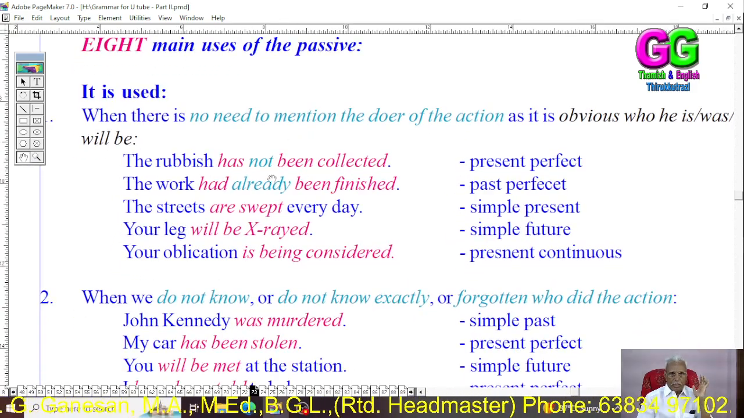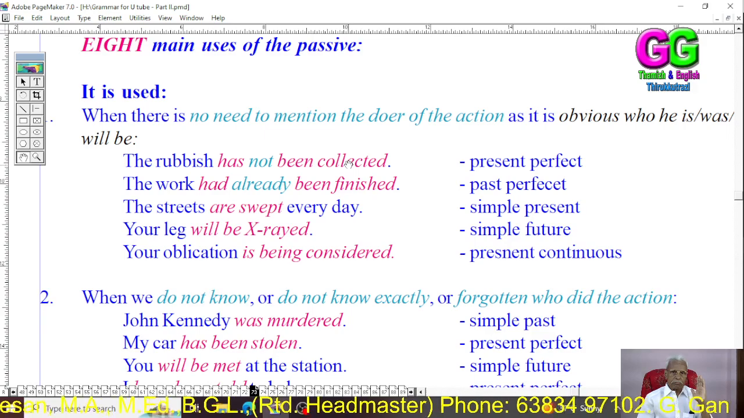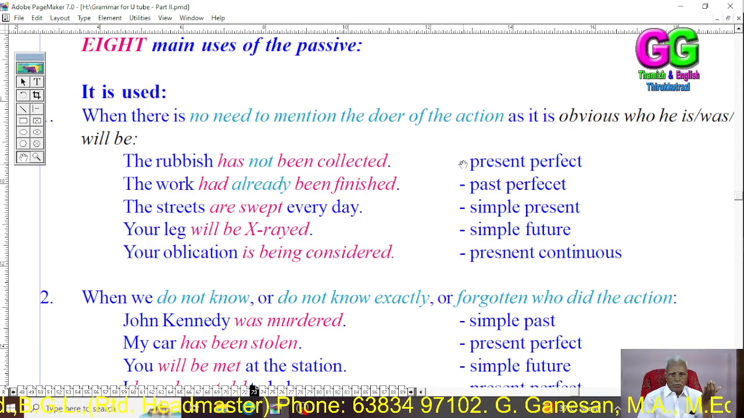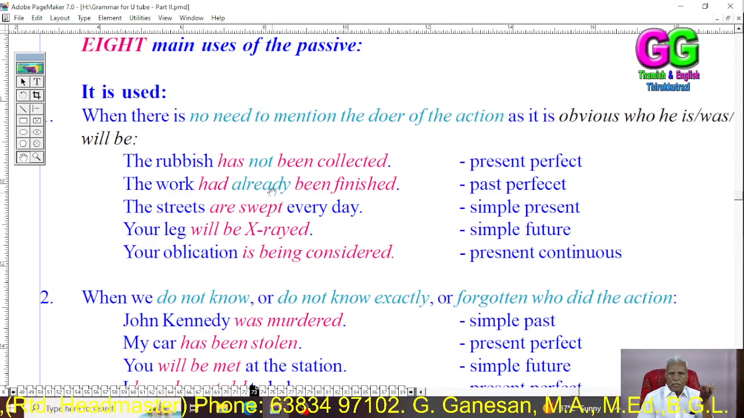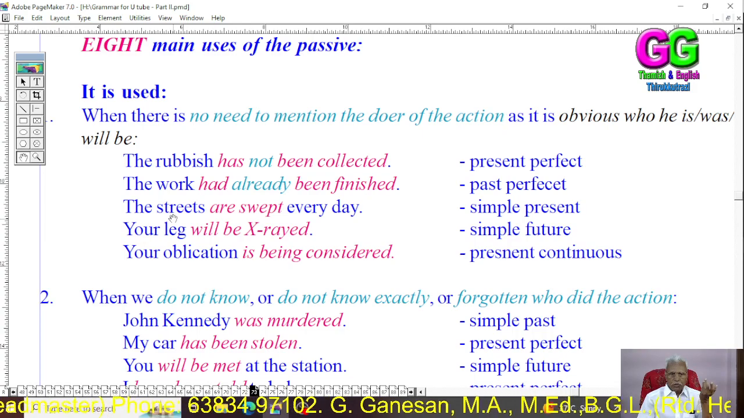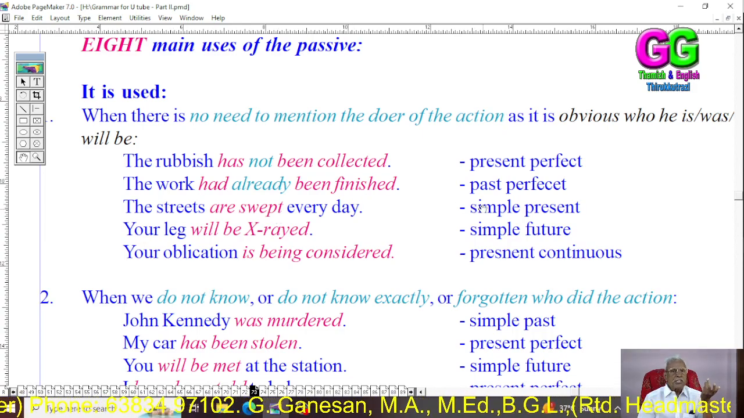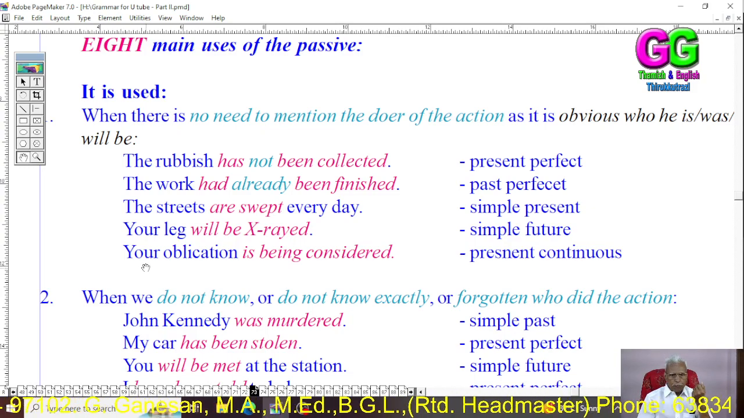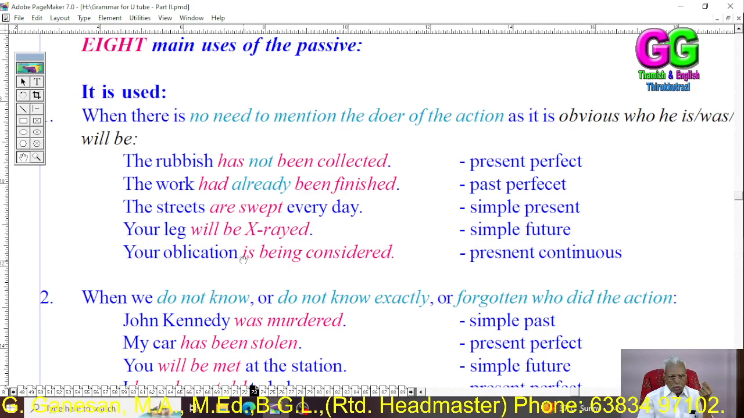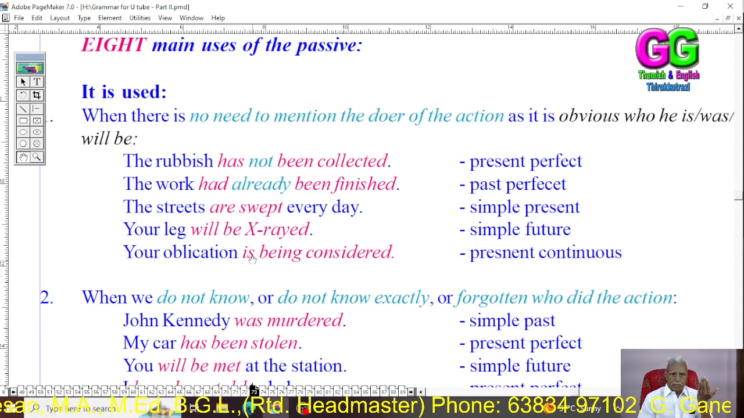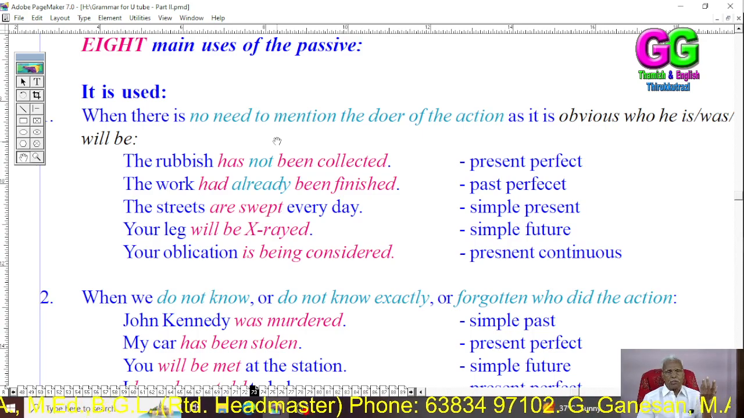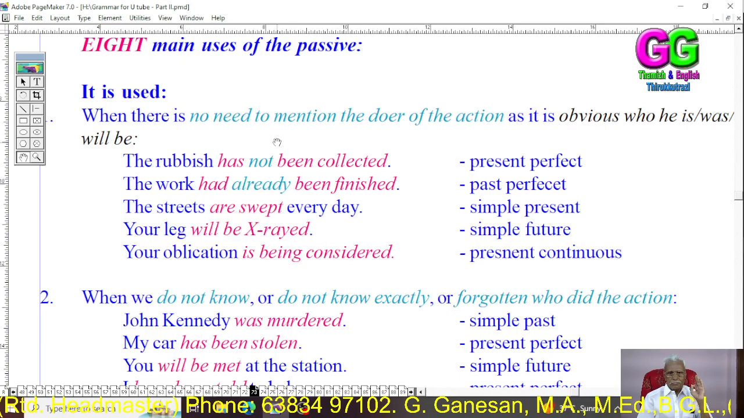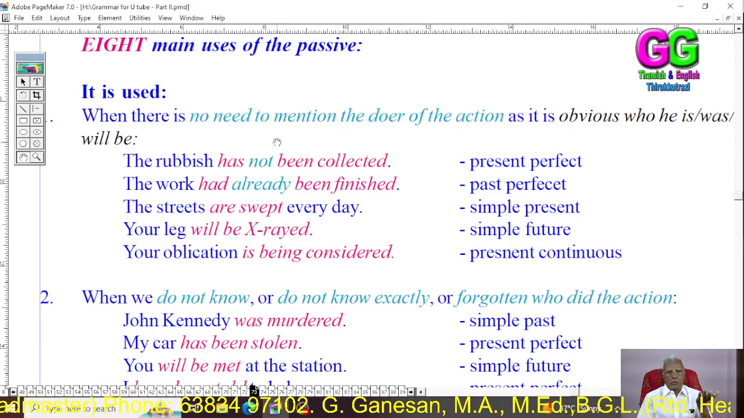For example, the rubbish has not been collected. We need not tell the doer. Present perfect. The work had already been finished. Past perfect. The streets are swept every day. Simple present. Your luck will be X-rayed. Simple future. Your obligation is being considered. Present continuous. Thus, when there is no necessity of telling who is the doer, we could use passive voice.